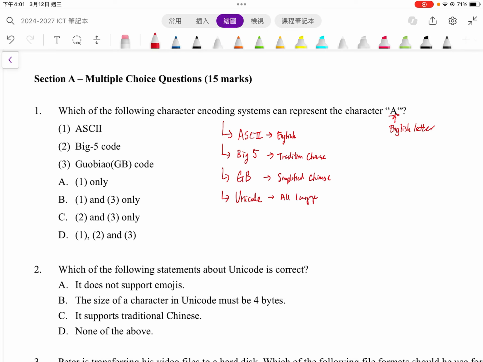You have learned about this, but this is tricky because for ASCII, you can have English letters, but for these, they also can represent English letters. Because the English letter is the most basic character for computers. Just think about the keyboard, right? In the keyboard, even if you are typing Chinese characters, you can also type English letters, because for Big 5, for GB, for any kind of encoding system, they always allow you to have English letters. So for this question, the answer definitely will be D.